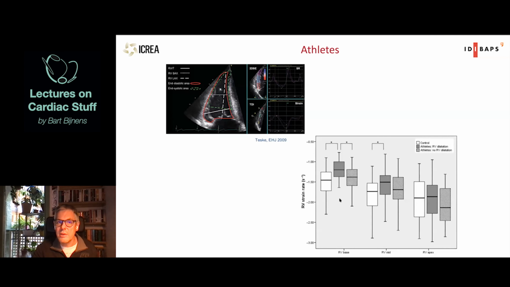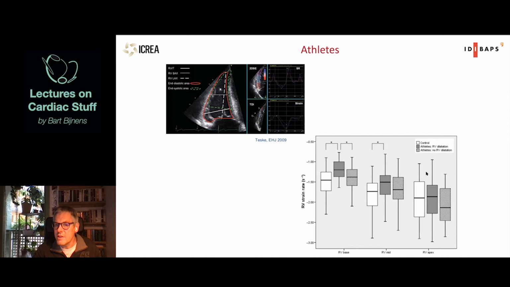And then you start to see, when you look at some of these studies that look at this together, that indeed in athletes which have most of the right ventricular dilatation, they actually have the worst deformation. And then you see that in principle, overall, the apex contributes more, but what you also see is that the apical standard deviation is much, much, much more than the rest.